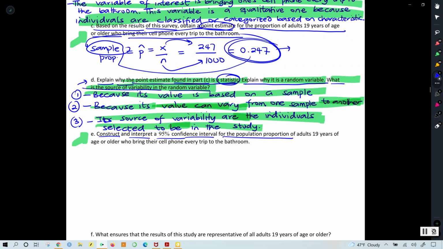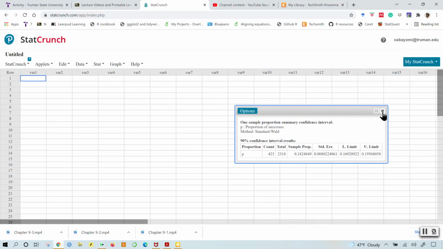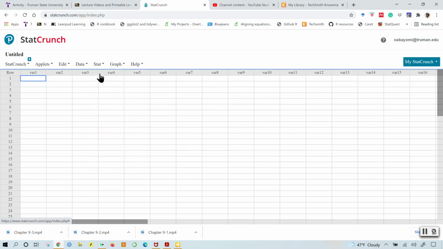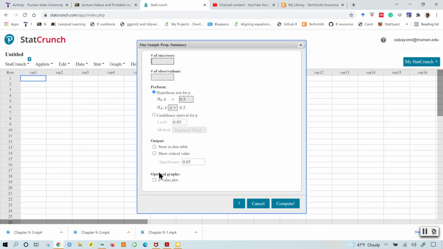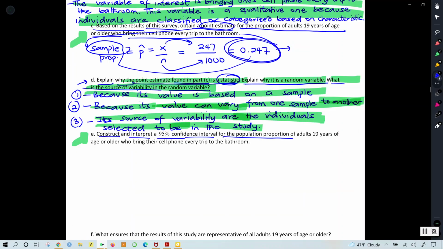Then question E, we are to construct and interpret a 95% confidence interval for the population proportion. To do that, we need to take X and N and the confidence level to StatCrunch. So let's do that. So back in StatCrunch, I'm going to close this, go to Stat, and on the Stat, go to Proportion Stats, one sample with summary, and in particular, I want 247 out of 1,000. Take note that these two numbers, again, come from the question. X is 247, N is 1,000, and the confidence level is 95%.